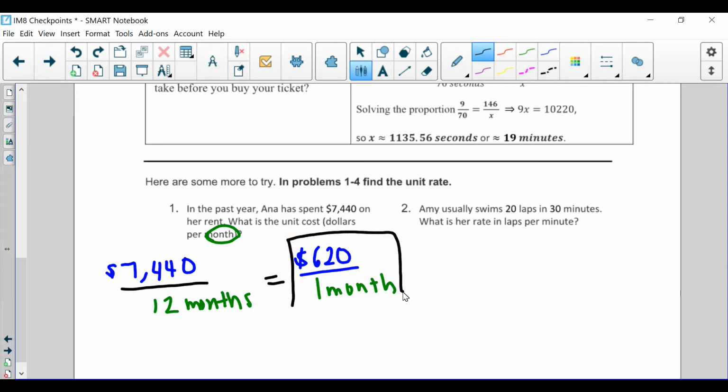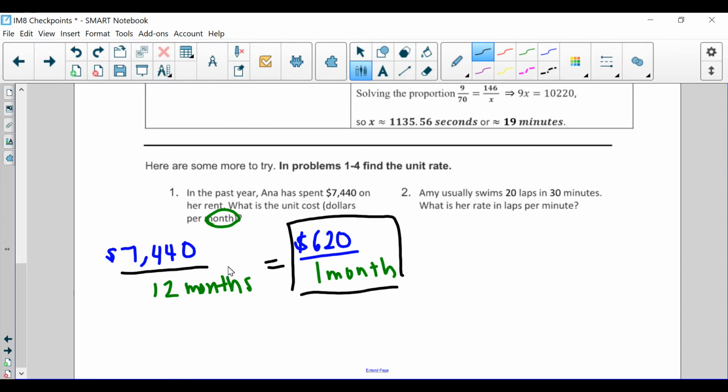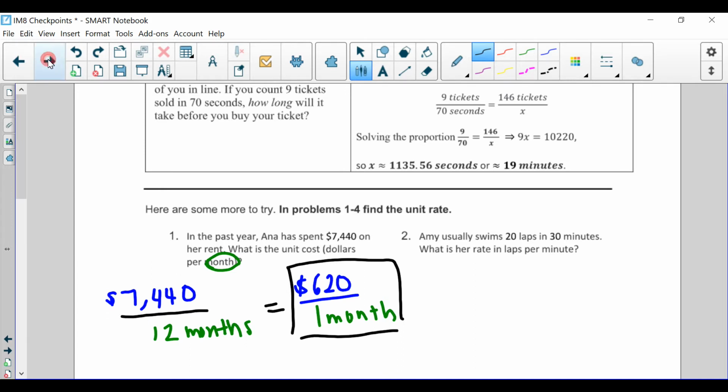What do you guys think? Is that cheap? Good? If we're talking about San Diego, that's really good. If you're talking about somebody else, I guess not. All right, so let's continue.